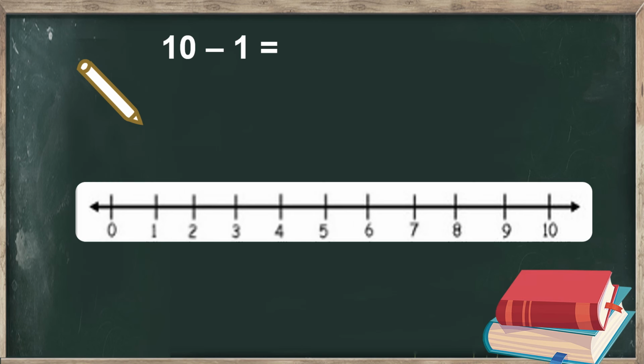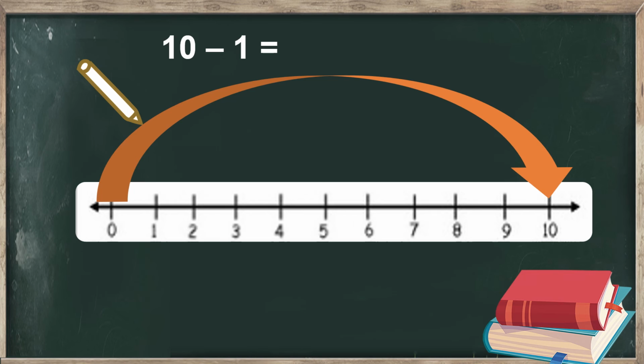10 minus 1. First number is 10, so we will move from 0 to 10. Minus 1. We have to minus 1, so we will move 1 step backward. We will count 1 number backward. 9. So we reach at 9. We will move from 10 to 9. Hence 10 minus 1 is equal to 9.